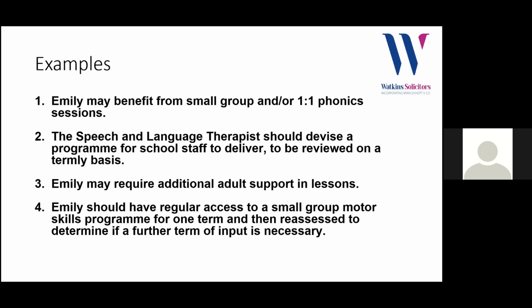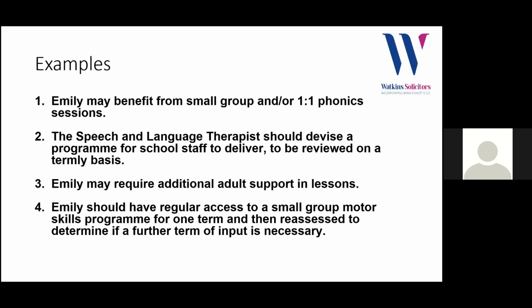Here's some examples. Emily may benefit from small group and or one-to-one phonics sessions. Well, the words "may benefit" should never be in an EHCP because we'd all benefit from all sorts of things. A lot of us today would benefit from a holiday in the sun or a cruise in the Mediterranean or indeed the Caribbean, but we don't need it. We can, as we are all discovering, live without that cruise in the Caribbean. So Emily may well benefit, but it's meaningless.